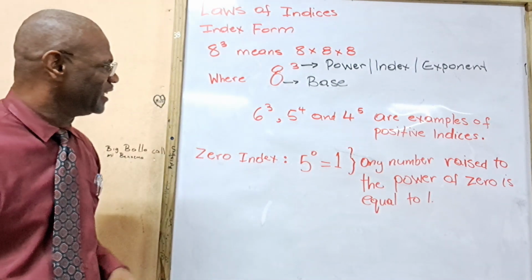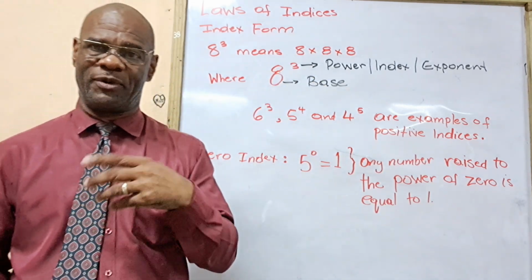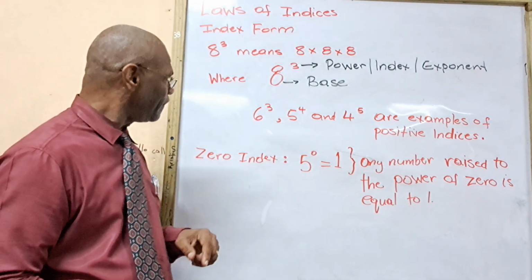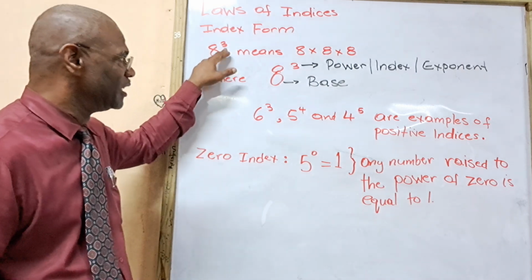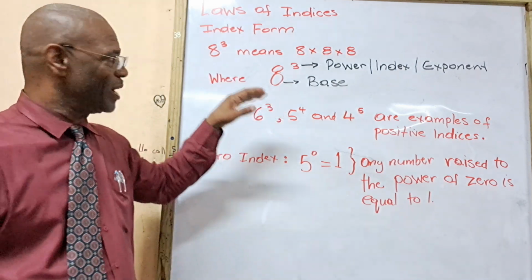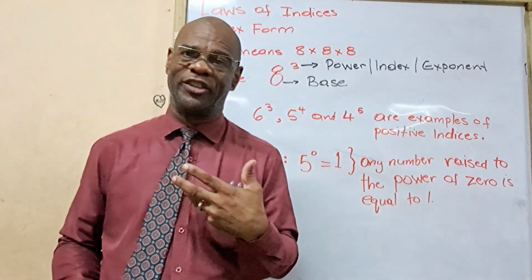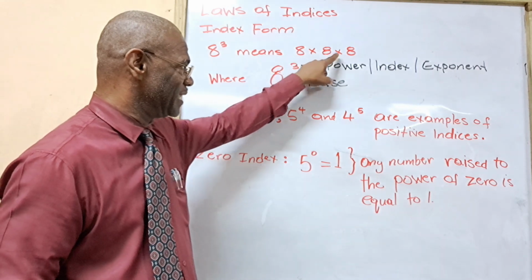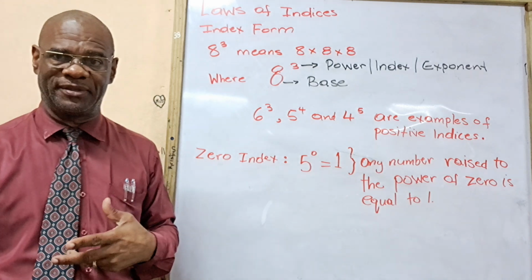It is read as 8 raised to the power of 3. What I want you to get is that 8 to the third power means that we have 8 how many times? 3 times. So we have the base, and the power tells us how many times that number occurs. It means 8 times 8 times 8, so we're multiplying 8 by itself 3 times.